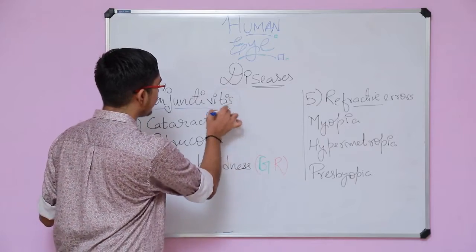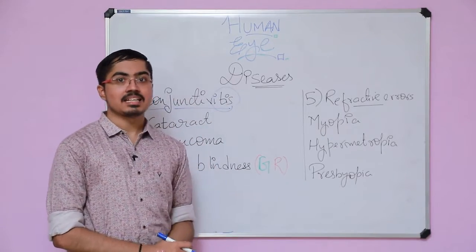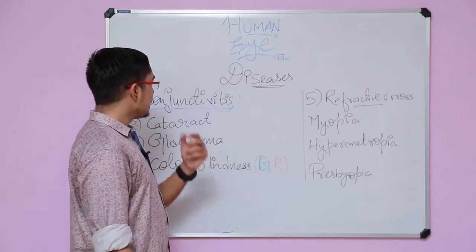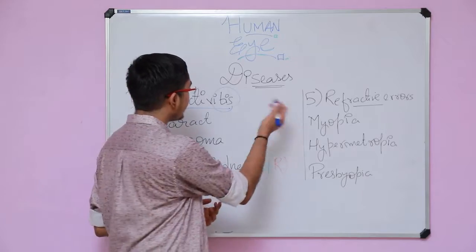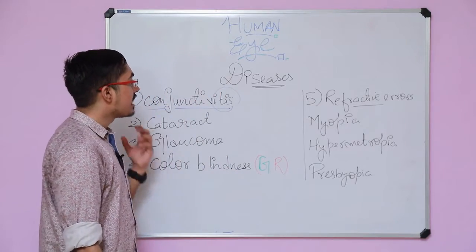Whenever you have the suffix itis in biology, please understand that itis means inflammation. Conjunctivitis can be due to bacteria or due to virus, so there can be bacterial conjunctivitis and viral conjunctivitis.